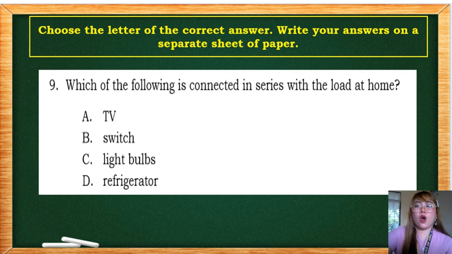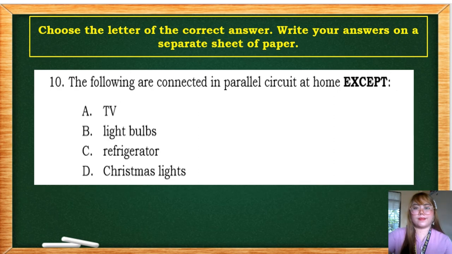9. Which of the following is connected in series with the load at home? A. TV. B. Switch. C. Light bulbs. And D. Refrigerator. Number 10. The following are connected in parallel circuit at home except A. TV, B. light bulbs, C. refrigerator, D. Christmas lights.